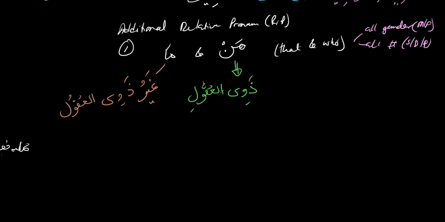Okay, ذوي العقل غير ذوي. So that's important for living things. And 'aqil are basically mankind, jinns and angels. That's when you use man, and for everything else you use ma.